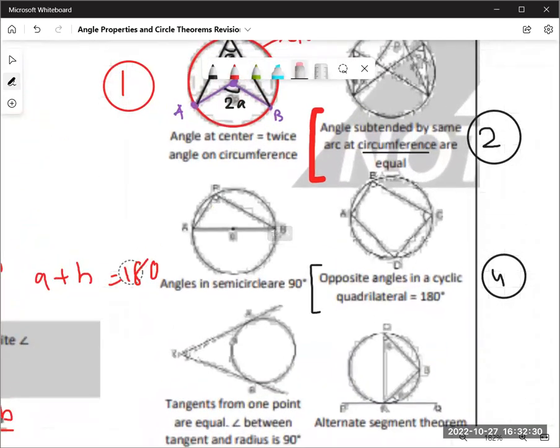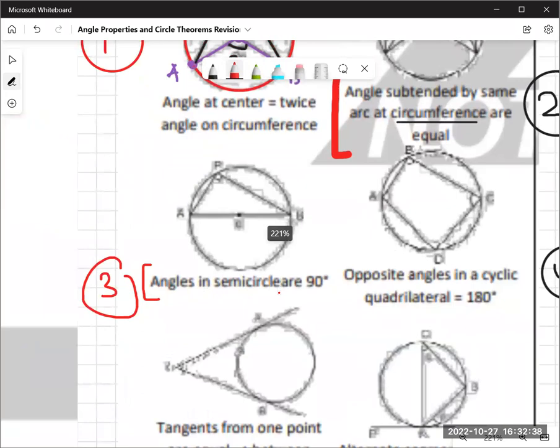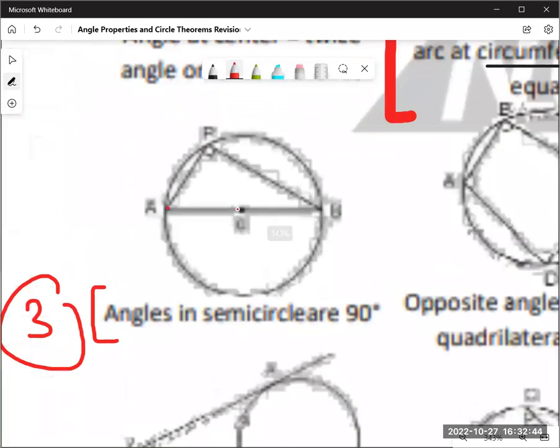Najla, read the third rule. Angles in a semicircle are 90 degrees. So if I have a semicircle, what does that mean? This must be the center, the diameter. If I have any triangle with a diameter, the angle opposite the diameter right here will be 90 degrees. Always.